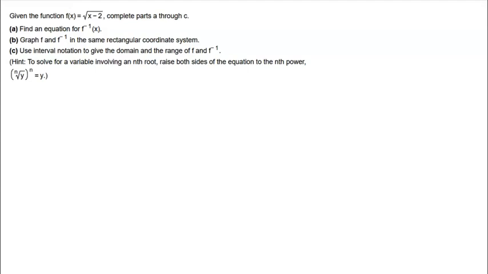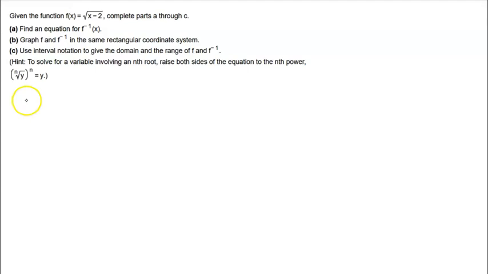Part B, they want us to graph. That's probably matching, but we'll actually do the graph. And then part C, we're going to use interval notation to give the domain and the range for both f and f inverse. All right, so here we go.